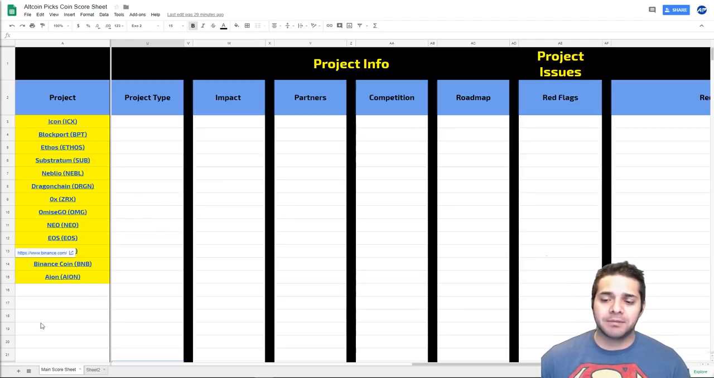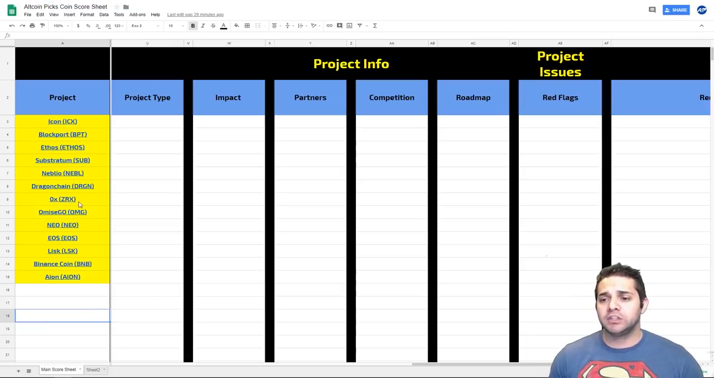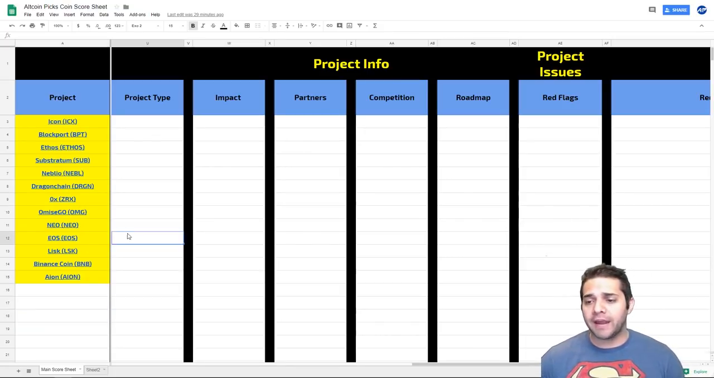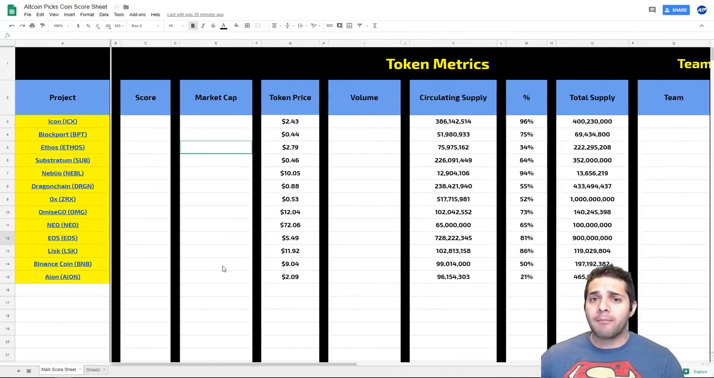Next, let's look at my coin score sheet. Like I said, this is completely separate from the ICO score sheet. These are going to be established coins that are already doing their thing, already have the partnerships, already have hopefully their coin doing things. So we're going to be looking at a variety of things, super similar to the ICO score sheet, but a lot more detail.